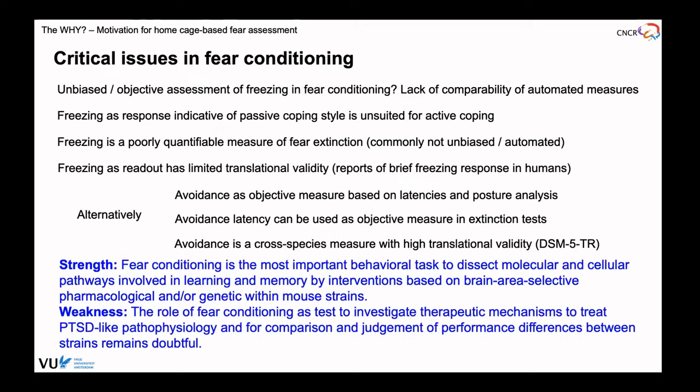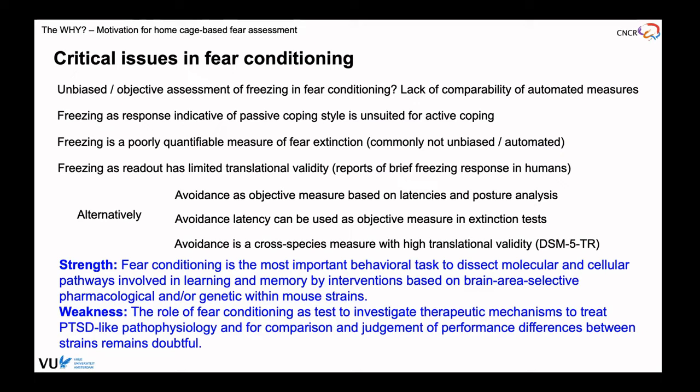So my strength on fear conditioning is it is the most important task to dissect molecular and cellular pathways involved in learning and memory by interventions in a brain area selective manner within a strain. But for comparison among strains and extinction and other things, I am not so sure about this. And the weakness, of course, is how can we rely on the change of freezing and use it as a transferable translational measure for extinction of PTSD-like issues. This is, in my view, a little bit over the edge. And of course, I will come back to this because I think this is where we are having a problem, because avoidance is better suited.